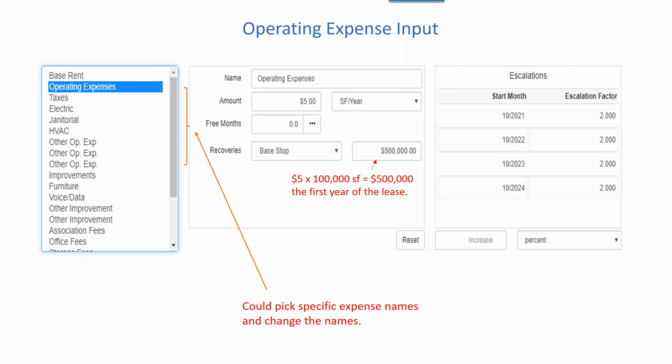This tenant has 100,000 square feet. So that's where we get the 500,000. I usually see the stop based on a per square foot basis, depending on how many square feet that tenant has. And then again, you see your escalations. Of course, the expenses wouldn't have to be increasing at the same rate as the base rent.